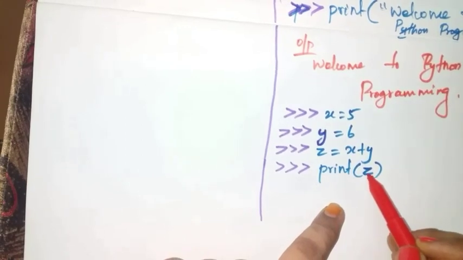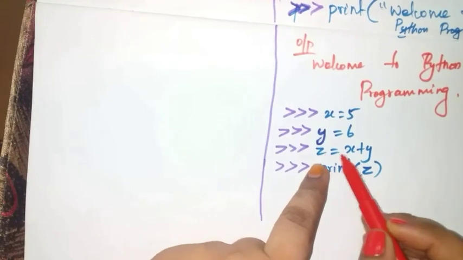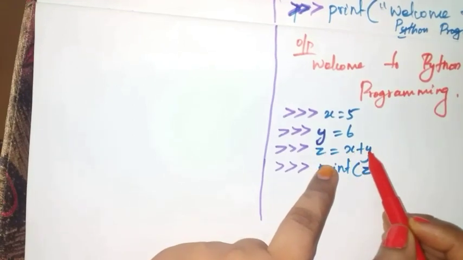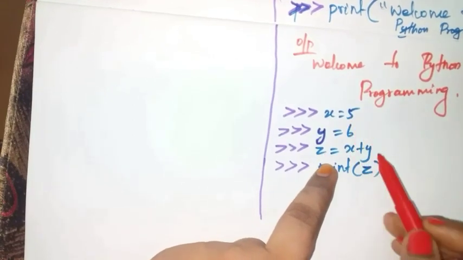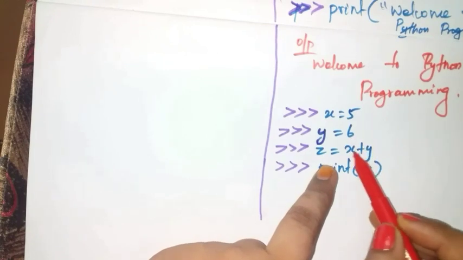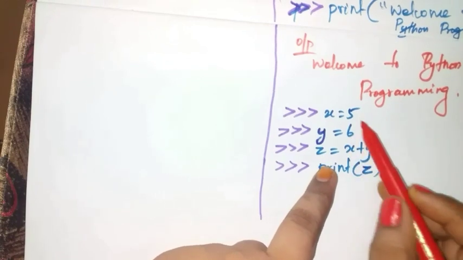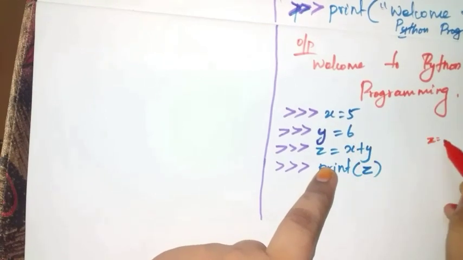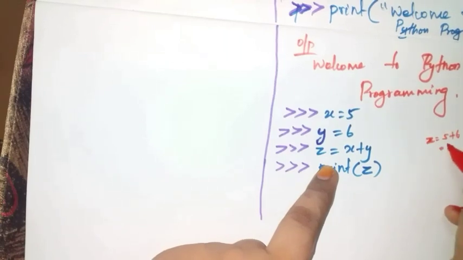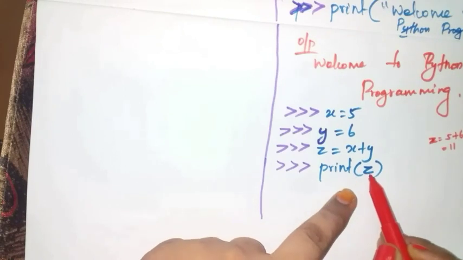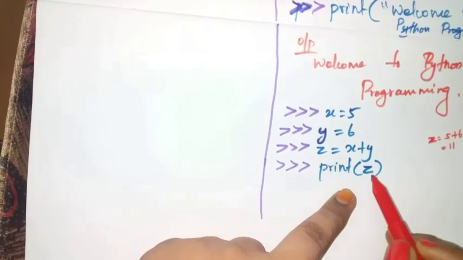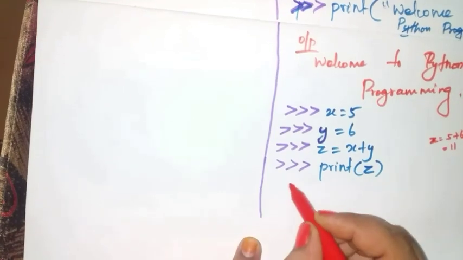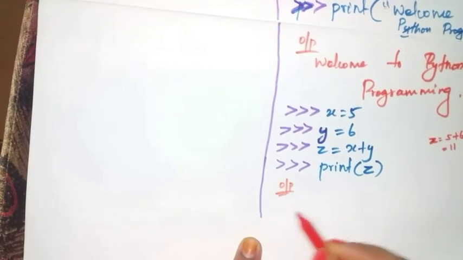So what is the value of z? z equal to x plus y. x is what? 5. y is 6. So x plus y means 5 plus 6. So z equal to what? 5 plus 6 equal to 11. Here you have to print the value of z. So now what is the value of z? 11. So the output is what? 11.